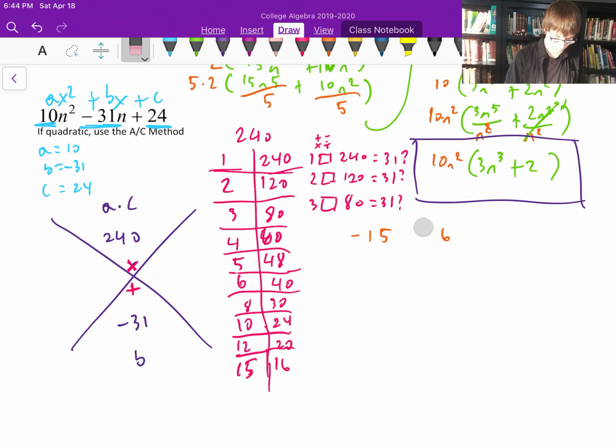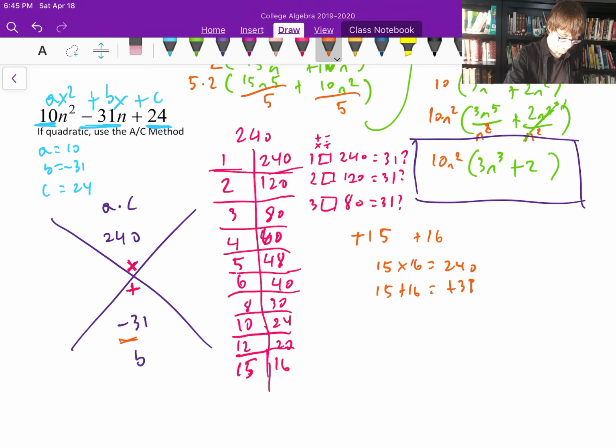Or here's what I can do. I can choose a positive 15 and a negative 15 and positive 16, or positive 16 negative 15, positive 15 negative 16. I can use them both to be positive, both to be negative. I can do any combination, but I've got to make it so that they multiply to be 240 and add to be negative 31. So if I do 16 and positive 15, 15 times 16 equals 240, so that's good. But 15 plus 16 equals positive 31, and I want a negative 31. So that's not quite going to work.